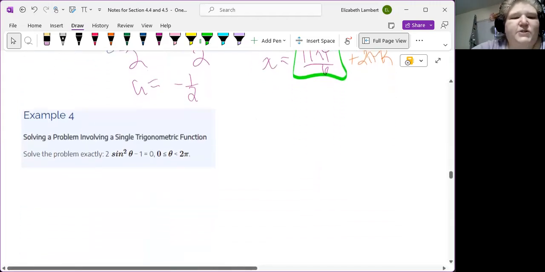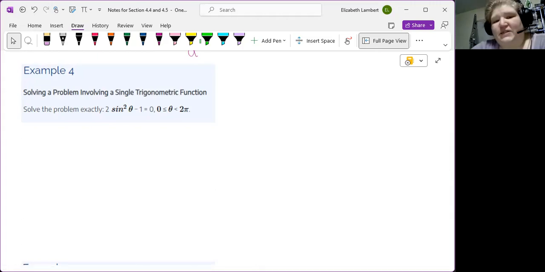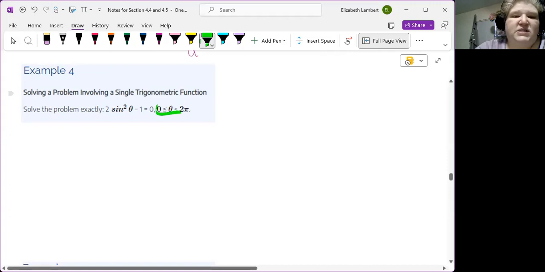All right, so 2 more. This one now involves a squared trig function. So what this means is we're going to have even more answers, but they do at least do us the favor of saying just between 0 and 2 pi.